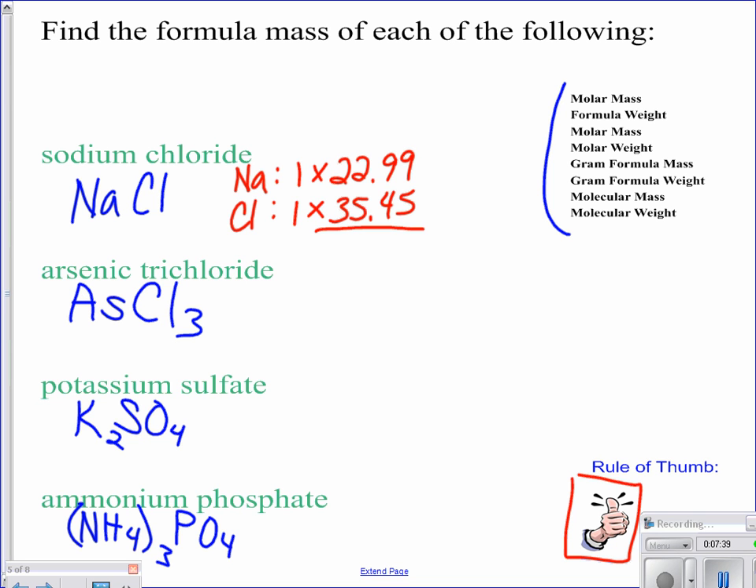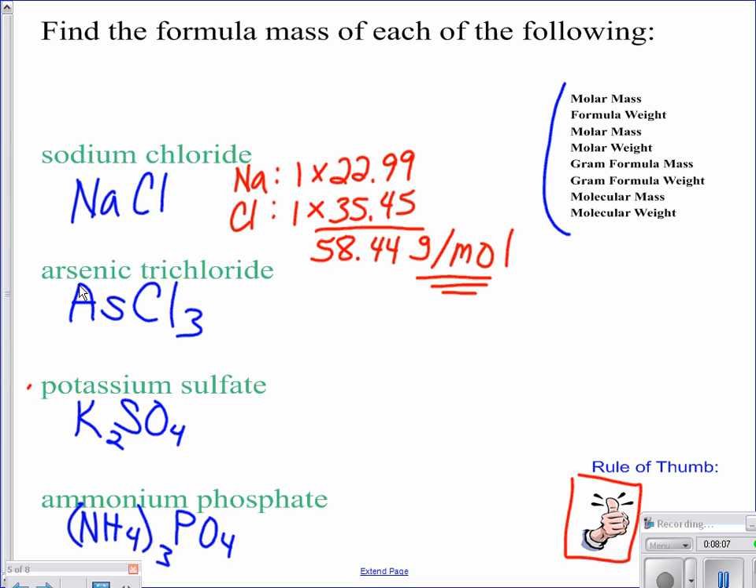In order to figure out the formula mass for the entire compound, you just add that up. And I believe it's 58.44 grams per mole. Do not forget the units. We're looking at 58.44 grams for every 1 mole of that compound. Okay, I'm going to do one more of these and then that's it. I don't think we need to go through all of these.